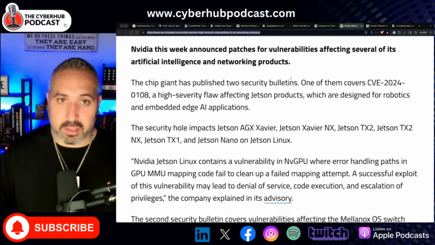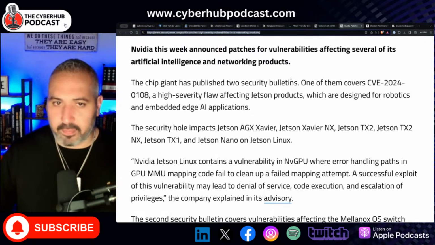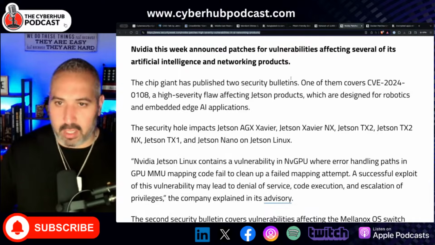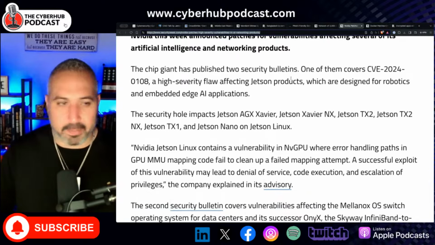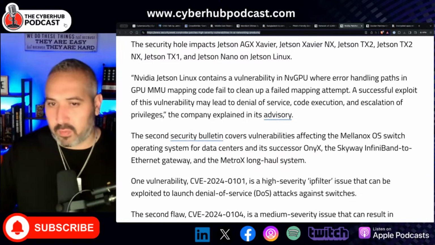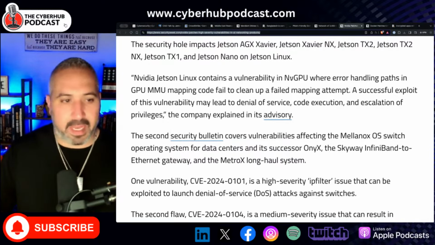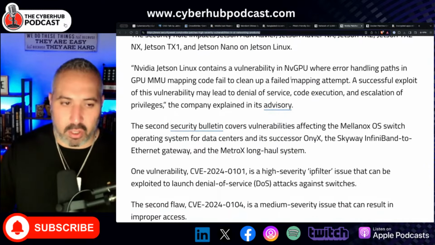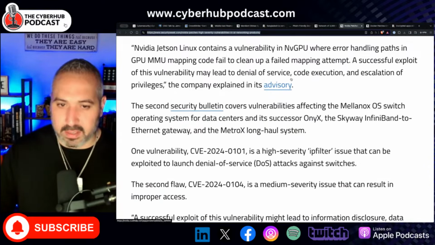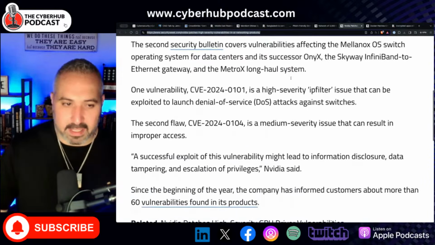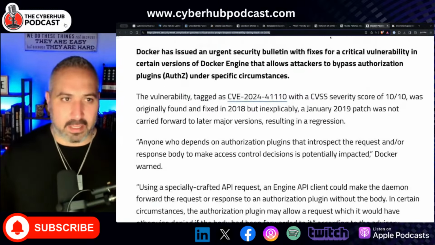Nvidia, for their end, announced patches for vulnerabilities affecting several of its AI and networking products. They've published two security bulletins. One covers CVE-2024-0108, a high-severity flaw that affects the Jetson products, which are designed for robotics and embedded edge AI applications. The second security bulletin covers vulnerabilities affecting the Mellanox OS switch OS system for data centers and its successor Onyx, the Skyway InfiniBand to Ethernet gateway, and the MetroX long-haul systems. That's CVE-2024-0101, a high-severity IP filter issue that can be exploited to launch denial-of-service attacks against the switches. Updates are available. Get that done as well.